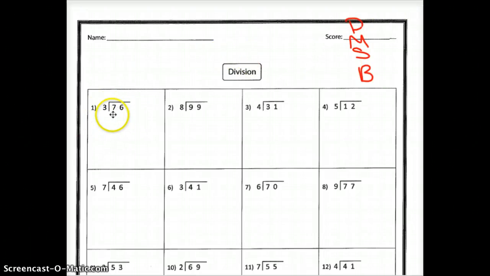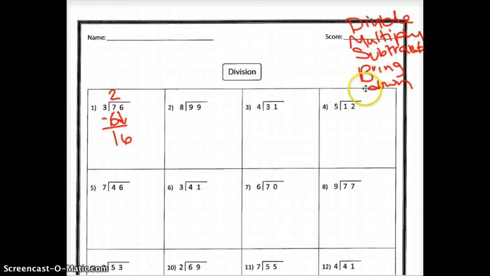So first step, 7 divided by 3, that's divide. I know that 3 goes into 7 2 times. My next step is to multiply. So I multiply 3 times 2, which is 6. My next step is to subtract. So you subtract 7 minus 6 is 1. And my next step is to bring down my 6. Then I repeat the process, starting with dividing again.